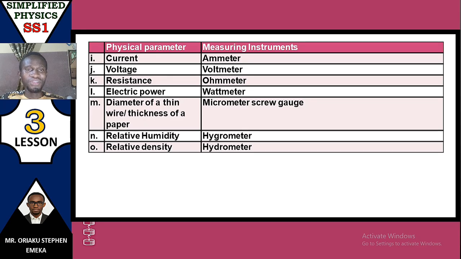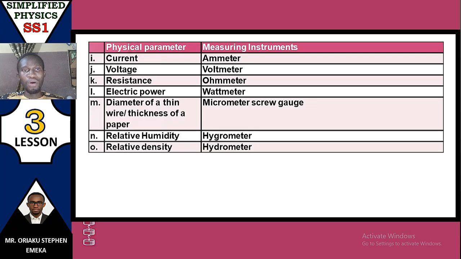Okay, that is good. For current, we have the ammeter. For voltage, we have the voltmeter. Resistance, we have the ohmmeter. Electric power, wattmeter. For the diameter of a thin wire or the thickness of a paper, we have the micrometer screw gauge. Relative humidity, we have the hygrometer. Relative density, we have the hydrometer. So these are a few examples of measuring instruments that we make use of in physics.